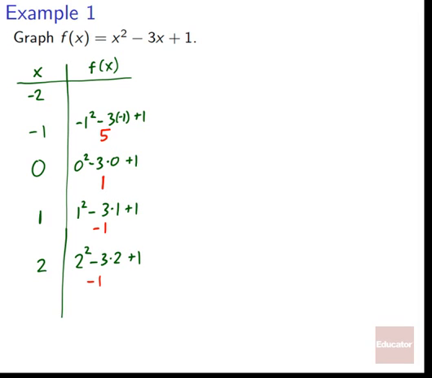Negative 2 squared minus 3 times negative 2 plus 1. So we've got 4 plus 6 plus 1. We've got 11. And if we go forward one more, at 3 we're going to see 3 squared minus 3 times 3 plus 1. We'd get 9 minus 9 plus 1, so we'd get positive 1. And one more. 4, we plug in 4, we get 4 squared minus 3 times 4 plus 1. So 4 squared, 16, minus 3 times 4, 12, plus 1. So 16 minus 12, 4, 4 plus 1, we get 5.